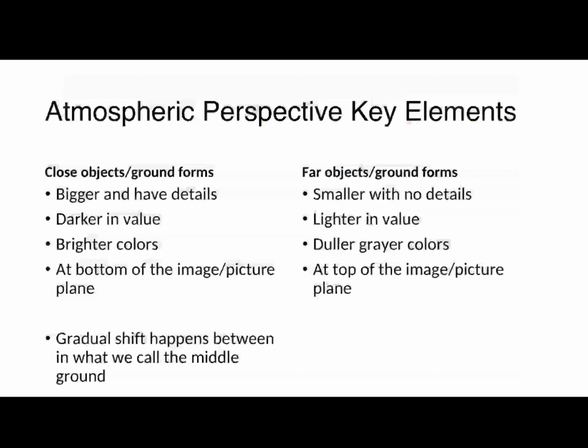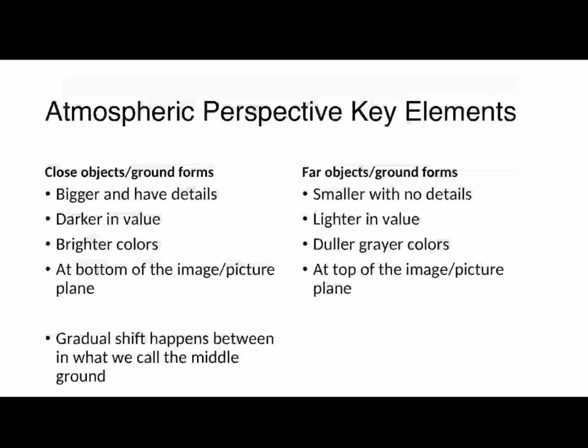Closer objects will be darker in value, so that means more paint, less water. And farther objects will be lighter in value, which means very little paint, more water, to the point that they will almost fade into the sky.